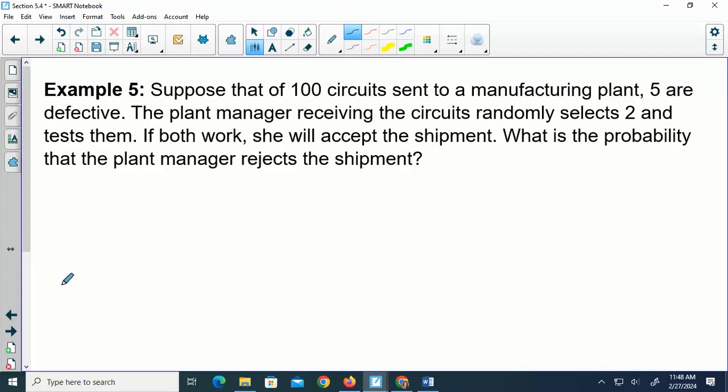So which one would be easier to calculate? The probability that she accepts it, because there's only one scenario where she accepts it. To find the rejects, you can certainly do it, but you have to do all 3. Now, how does it help me to find the probability that she accepts it? Then you can do 1 minus that to get the probability of rejecting. Okay, so let's find the probability that she accepts it.